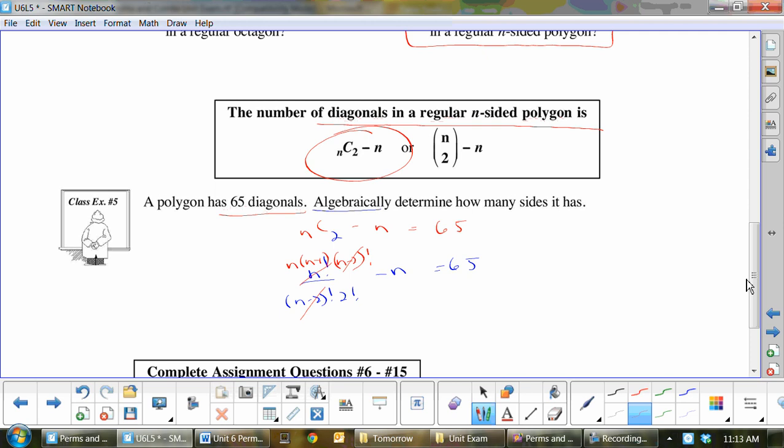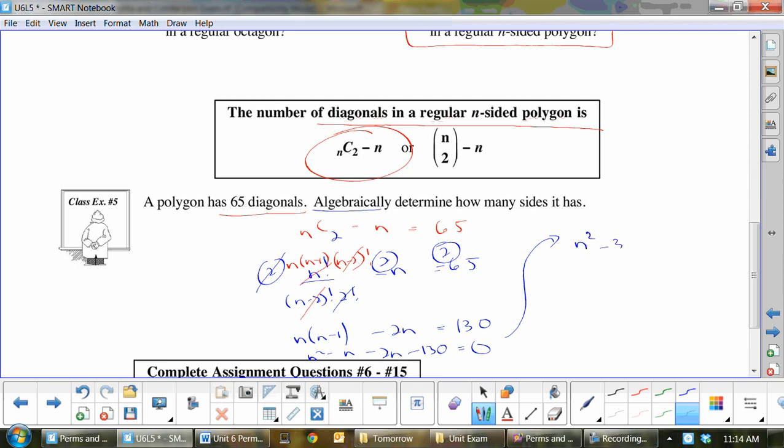Okay, so where would I go next? Bring up the 2? I can't bring up the 2 because they're not in ratio to each other. It can only be one fraction equal one fraction to be able to do that. So the best thing to do, or the only thing that I would recommend, is multiply every term by 2. Okay, so these would cancel. So then I'd be left with n times n minus 1 minus 2n equals 130. Okay, so if you expand that, that's n squared minus n minus 2n minus 130 equals 0. So that is n squared minus 3n minus 130 equals 0.